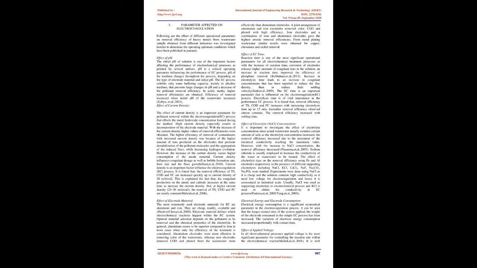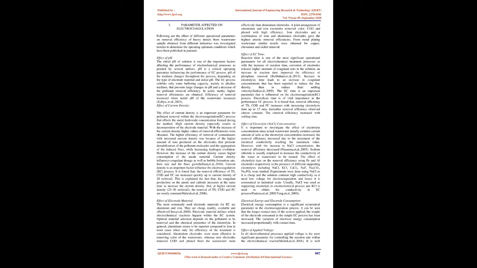High current density especially results in decomposition of the electrode material. With the increase of the current density, higher values of removal efficiencies were obtained. The higher efficiency of removal of contaminants with increased current density was because of the higher amount of ions produced on the electrodes that promote destabilization of the pollutant molecules and the aggregation of the induced flocs, while increasing hydrogen evolution. However, the increase of the current density causes higher consumption of the anode material.